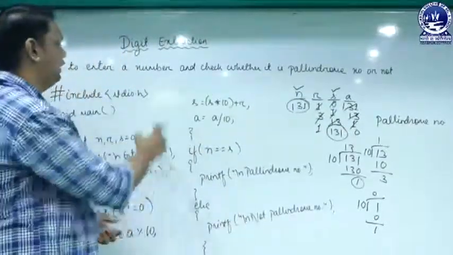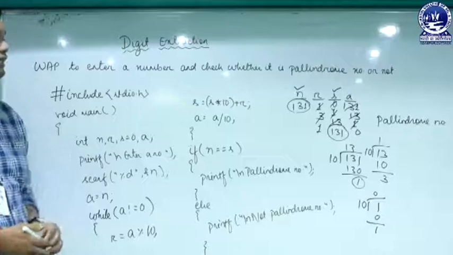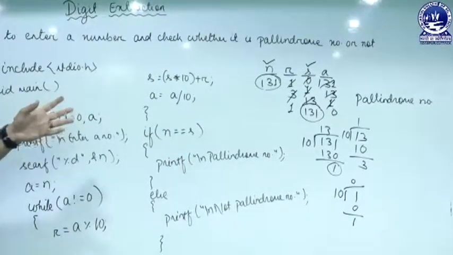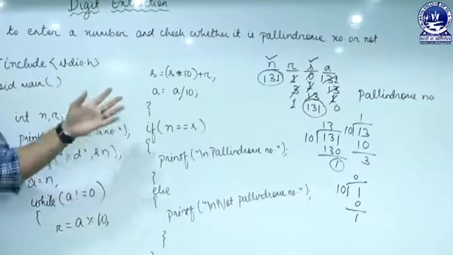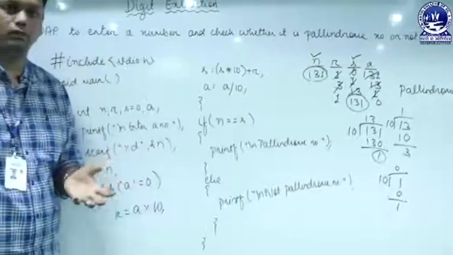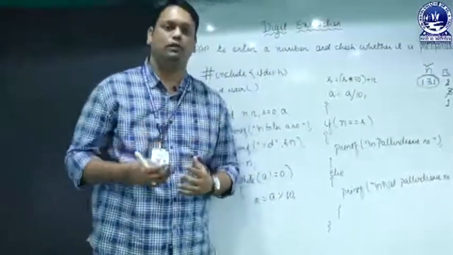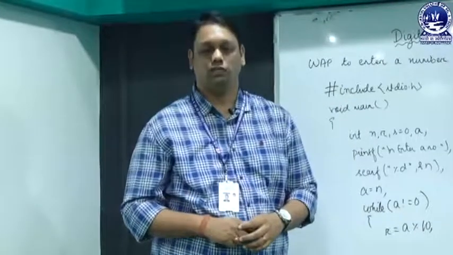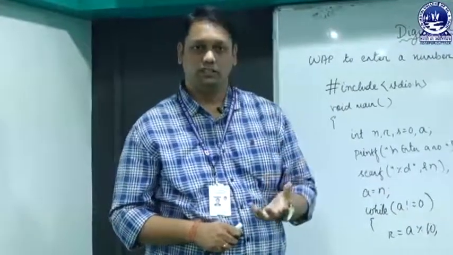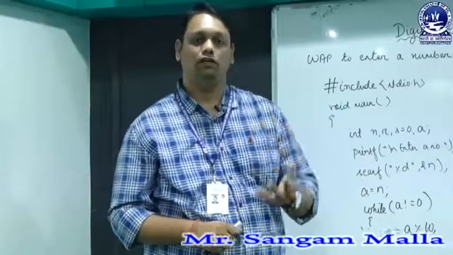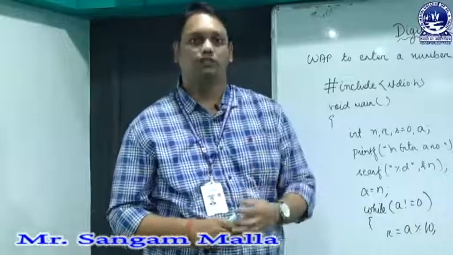So in this program we have entered a number and we have checked whether it is a palindrome number or not. Following this logic, we can extract the digits from a number and we can evaluate further as per the requirement of the program. I hope you all have understood what is digit extraction, how to extract the digits from the number and how to evaluate further for each digit of a number.